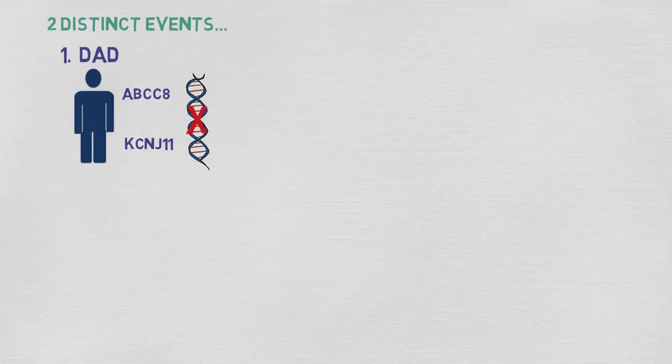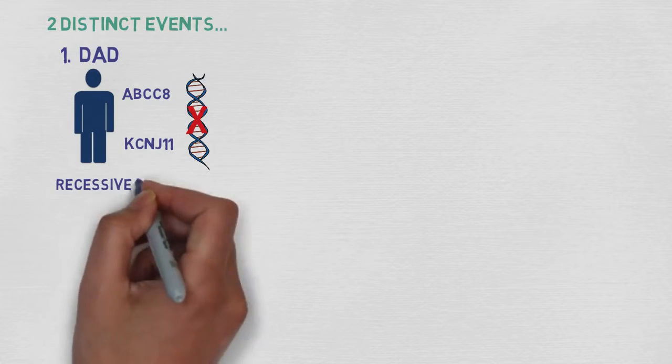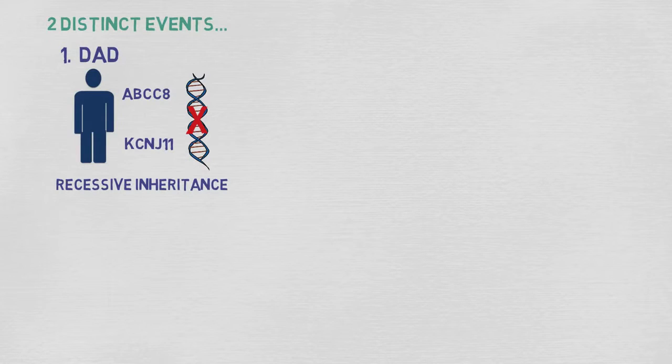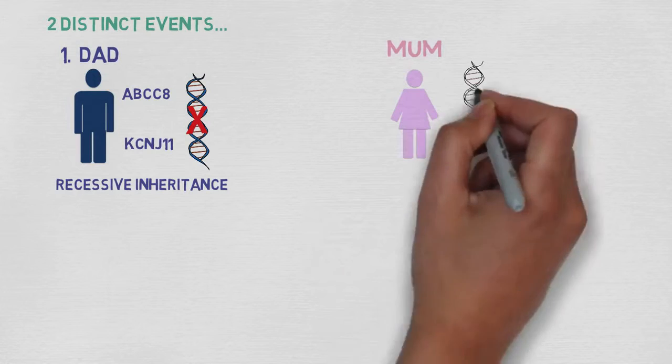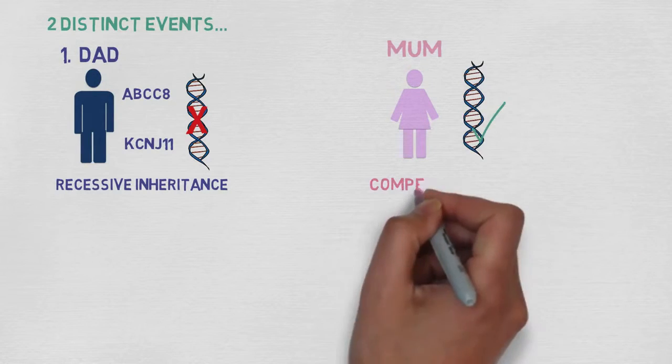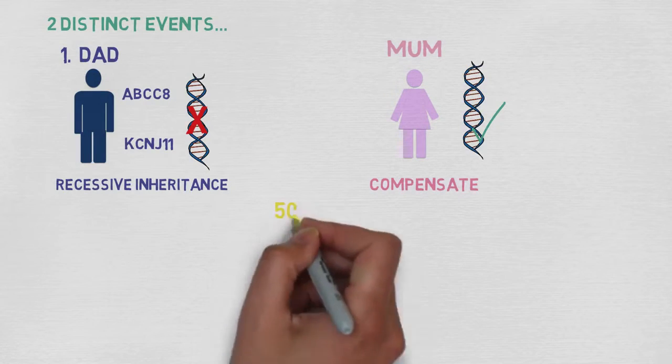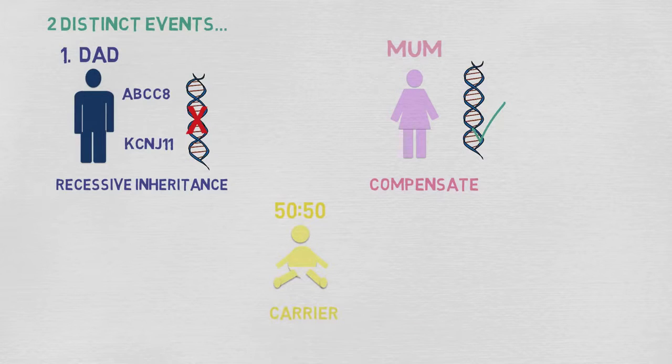Problems with these genes are usually associated with a recessive inheritance, so as we know from the last video, if mum had normal copies of the gene, she would be able to compensate for this and the child would have a 50-50 chance of being a carrier of CHI like his or her father. But in focal CHI, a second event occurs involving the maternal chromosomes.